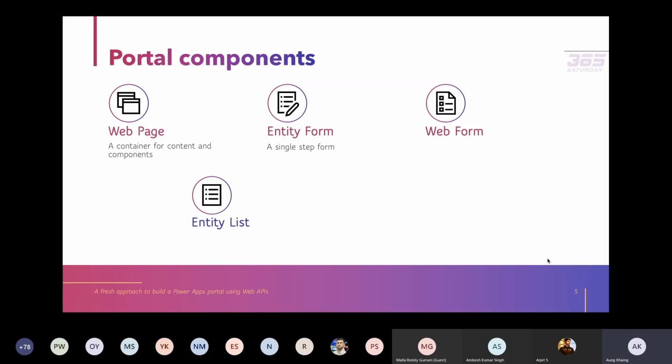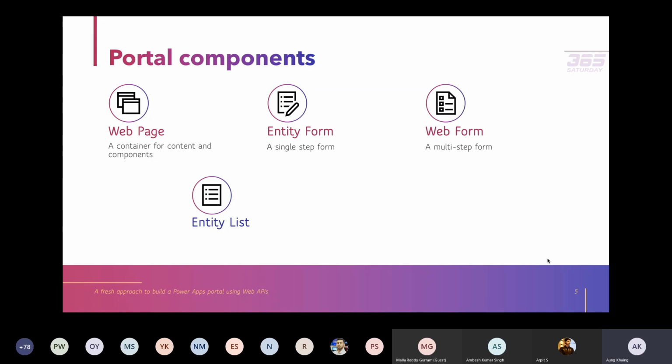The web form is pretty useful for, for example, a visa application or a residency application, where you need to fill in heaps of information. A web form is a multi-step form, wizard-based, where you can save the form and come back later and continue. These entity forms and web forms are used for entering data into the Common Data Service.